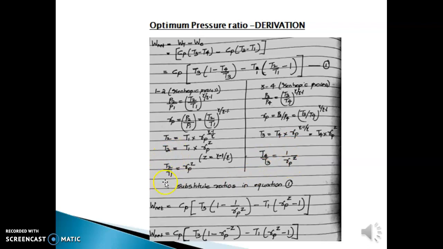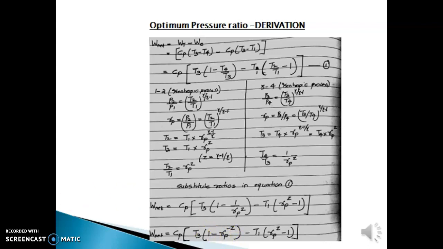So instead of T2 by T1, I can write it as Rp raised to Z, and instead of T4 by T3, I can write it as 1 by Rp raised to Z or Rp raised to minus Z. I'll be substituting both these equations, that is T2 by T1 and T4 by T3, in equation 1. Once I substitute in equation 1, what I'll get is Cp into T3 into within brackets 1 minus 1 by Rp raised to Z, minus T1 into within brackets Rp raised to Z minus 1. And again, when I simplify, I can write 1 by Rp raised to Z as Rp raised to minus Z. That is what is written here.